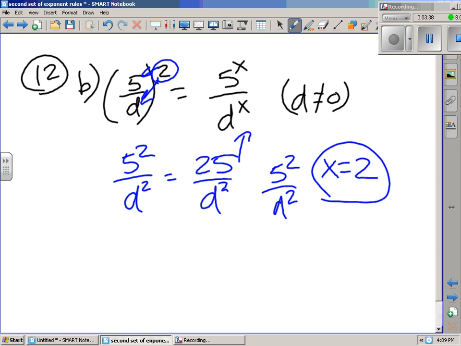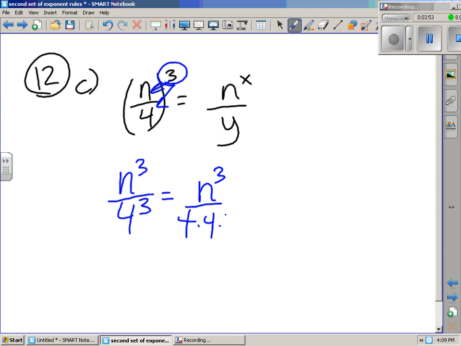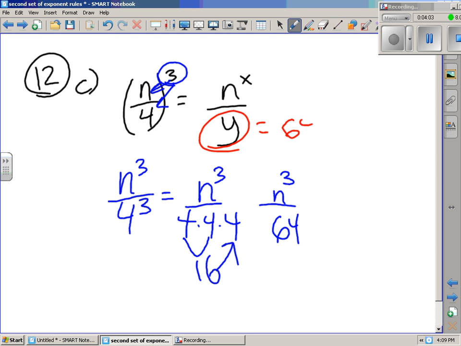All right, power to a group you distribute to both the numerator and the denominator. N to the 3rd, we leave as is. 4 to the 3rd is equivalent to 4 times 4 times 4. 4 times 4 is 16. 16 times 4 is 64. So y equals 64. And x equals 3.